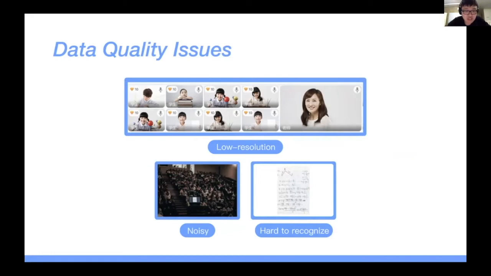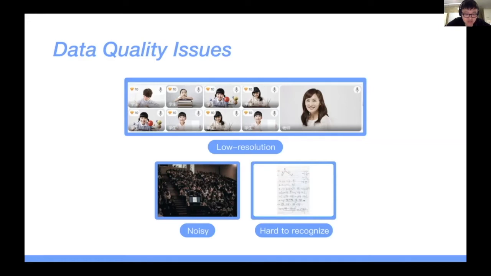The third challenge is the data quality issues. We have data from multiple sources and in multiple modalities. Also, when we train the models, we don't have too many labels. And the data quality itself is not that good. For example, for the online class, if you use something like Zoom to do the online teaching, you usually have at least 20 students. Each of the students is in low resolution from the video quality perspective. This is due to the internet speed and other factors.